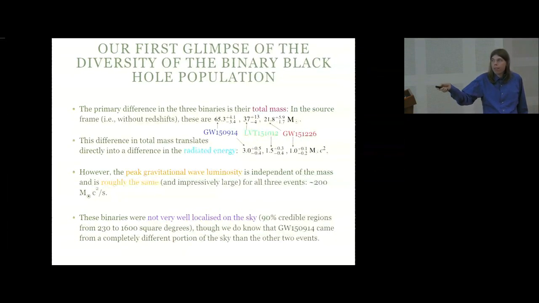The reason why it's independent of mass is, again, that it's a dimensionless quantity. So it's energy over time in G equals c equals 1 units. This is dimensionless, so it has no dependence on mass.